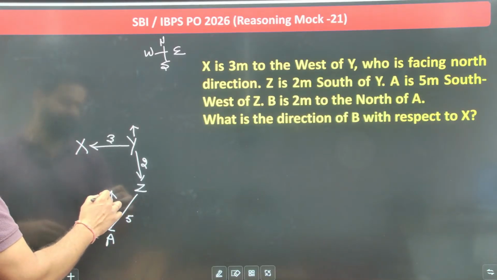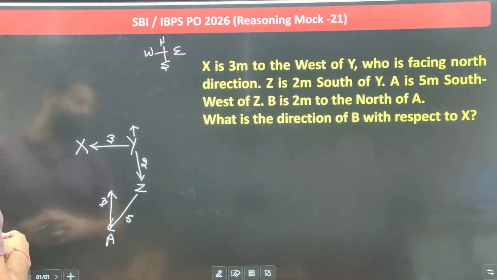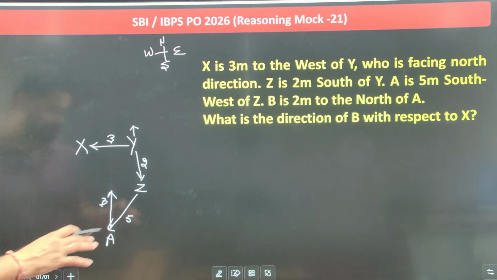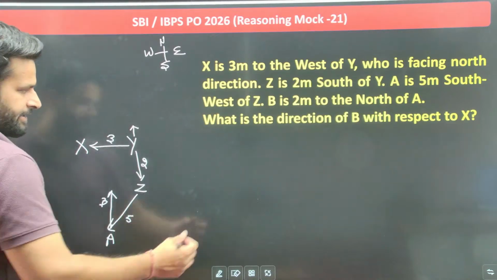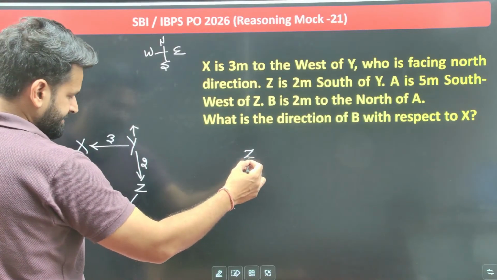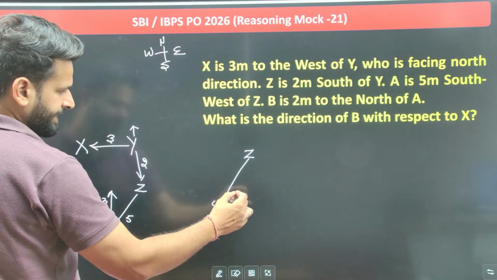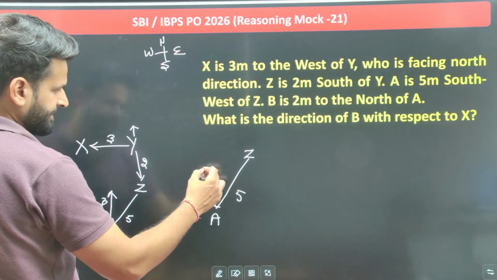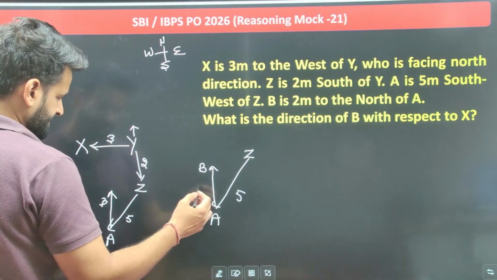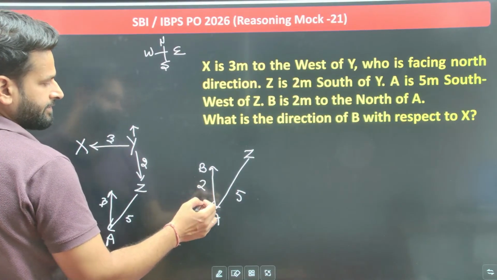B will be somewhere here only. Direction of B with respect to X. See, it is Z. Let's draw it separately. This will be A 5 and this is B, right? That is 2, right?